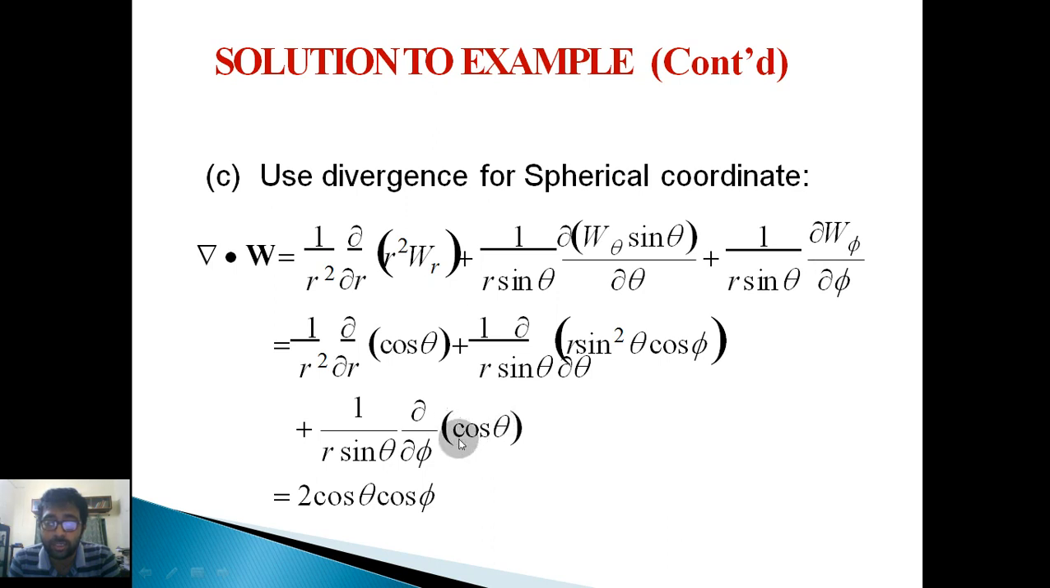phi is cos theta. So the resultant vector will be 2 cos theta and cos phi, because this one is constant, and only this function is also constant because there is cos theta, but the function will be operated on phi, so this is constant, and this function will get down to 0, and after operating on r sin square theta cos phi, we will get this one.